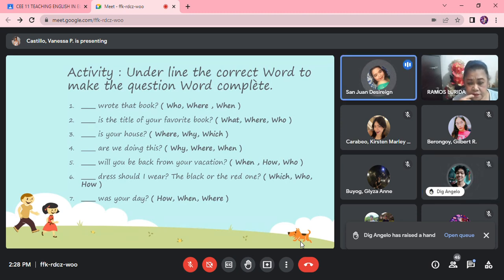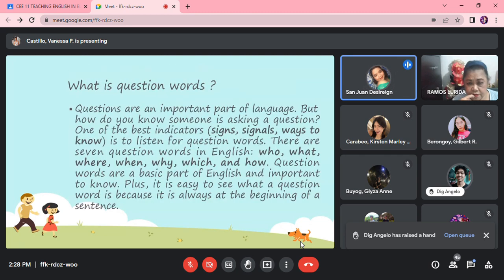Let's proceed to our topic now. Okay. What is a question word? Questions are an important part of our language. But how do you know when someone is asking a question? One of the best indicators, signs, signals, ways to know is to listen for a question word. There are 7 question words in English, and these are who, what, where, when, why, which, and how. Question words are the basic part of English and important to know.